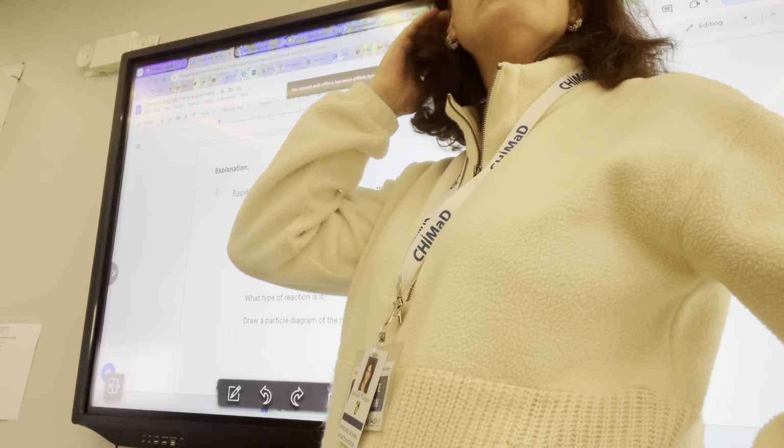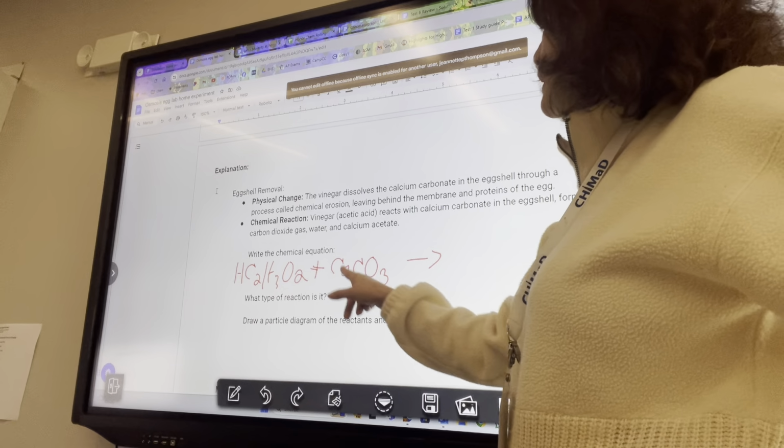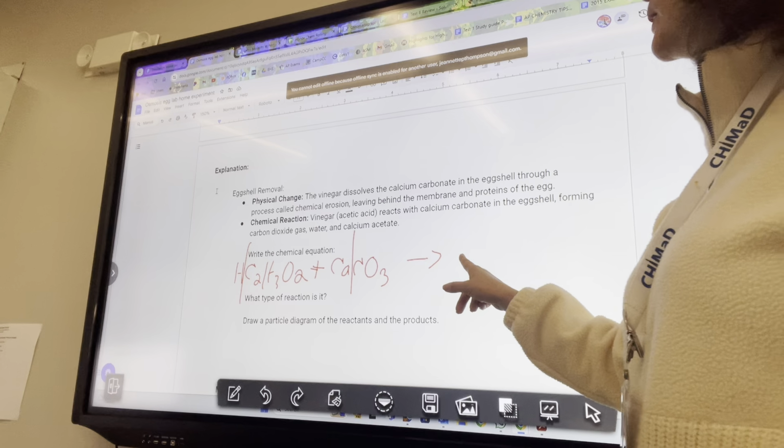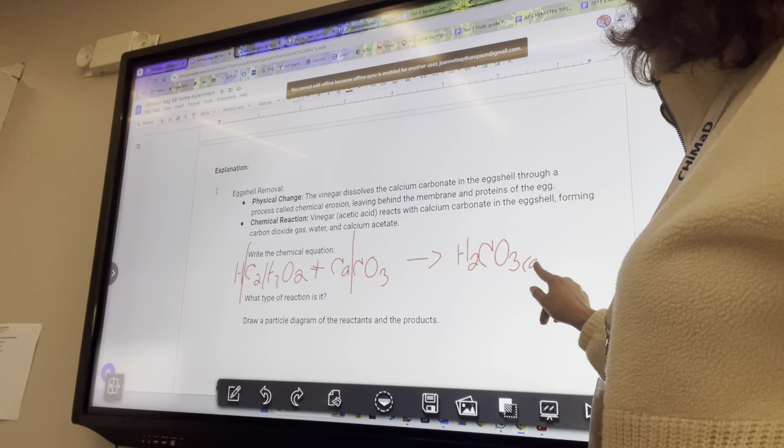For this one, I think this is the first time that you just record your observations, but you have the HC2H3O2 with the calcium carbonate. That's mainly what eggshells are made out of. This is a double displacement reaction, outer and inner. H and CO3 will make H2CO3, which will immediately go into H2O plus CO2, which is the bubbles that you saw. And that's a liquid and that's a gas.